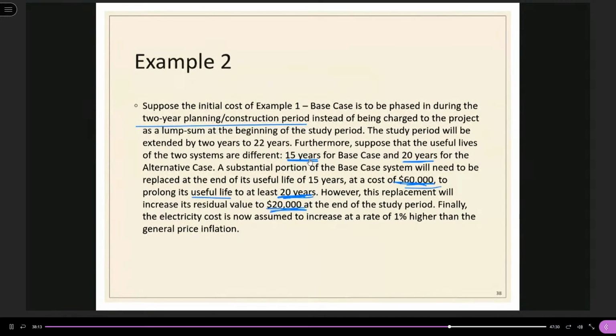Okay. So finally, the electricity cost is now assumed to increase at a rate 1% higher than the general price inflation. So the electricity cost will increase faster than the inflation. Then E will equal 1%.